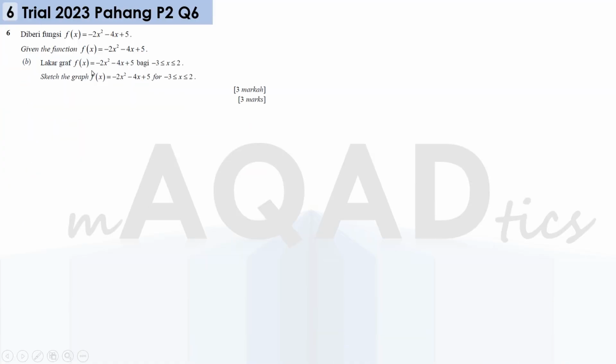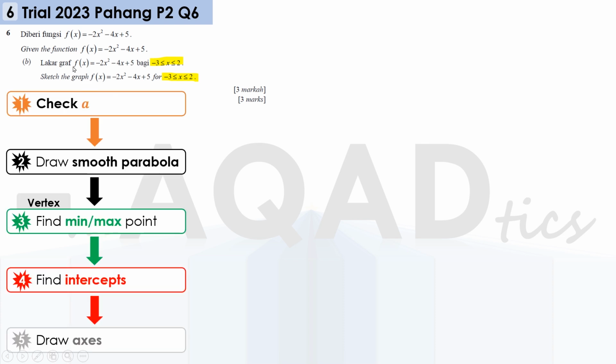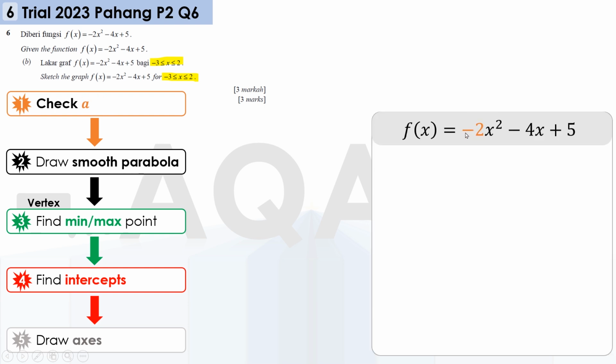And for part B, we need to draw the graph of this function, but take note, this one they are given us the range, which is we need to draw this graph from -3 until 2. Alright, so let's go through the main 5 steps of drawing a graph. So the first step is to check the value of a. So here our value of a is negative. So this means for the second step, to draw the smooth parabola, we need to draw the sad face parabola.